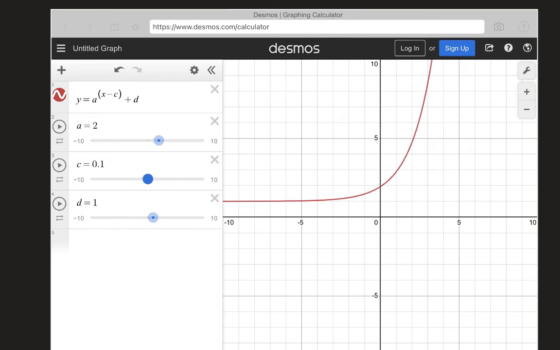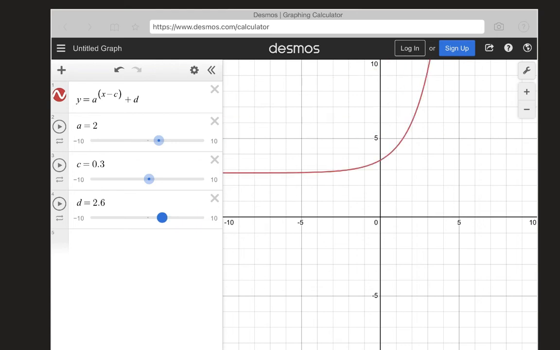Moving on to c, c moves our graph sideways. So as c gets negative, we're going all the way to the left, and you can see the graph just taking a walk to the left. Now we're going back, we're walking to the right, and coming back again to the left. So the c moves the graph horizontally, no matter where it is.